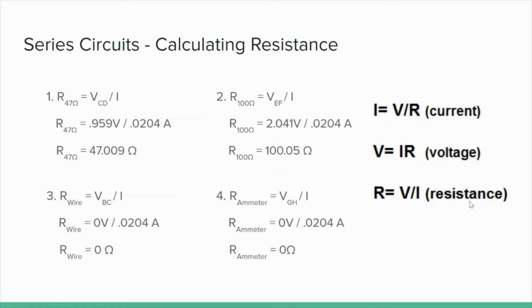Finally, we would calculate the resistance using both the change in voltage as well as the current we have found. We would find that the resistance of the 47 ohm resistor was actually 47, the 100 ohm resistor was actually 100, and for the wire and ammeter we would find both the resistance to be 0.